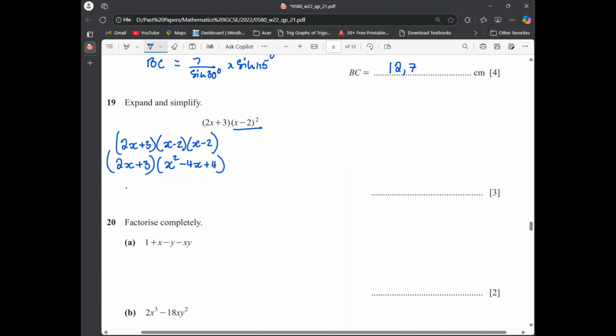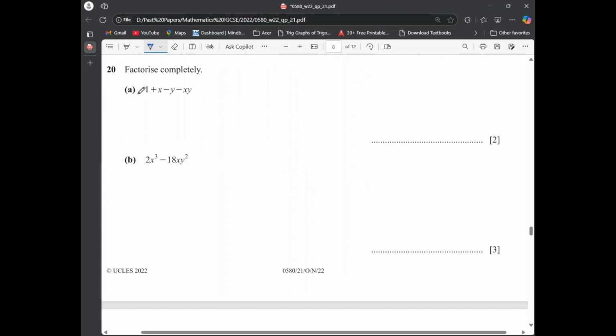Now, the next thing we need to do is to expand those. So expanding those, we're going to get 2x cubed minus 8x squared plus 8x plus 3x squared minus 12x plus 3 times 4, which is 12. Adding our like terms, our final answer will be 2x cubed minus 5x squared minus 4x and our constant term plus 12.